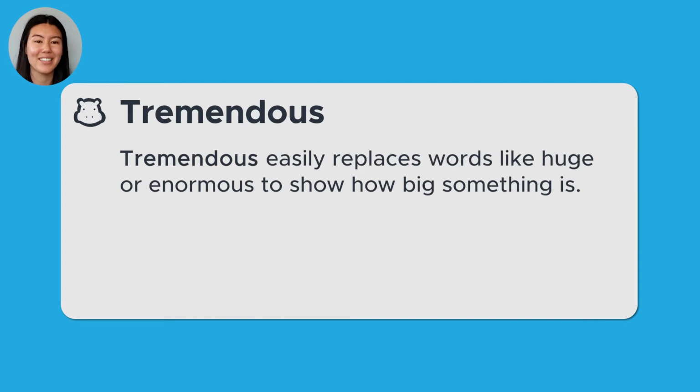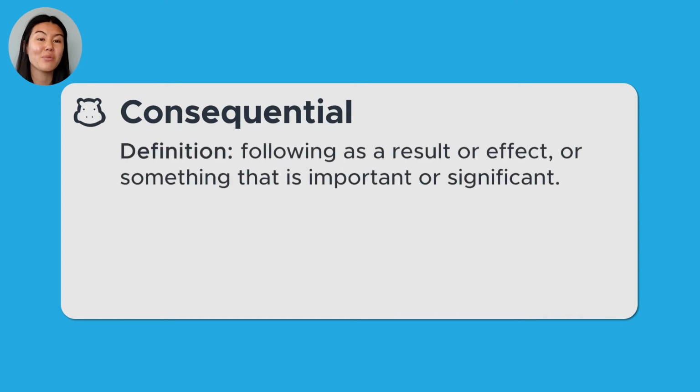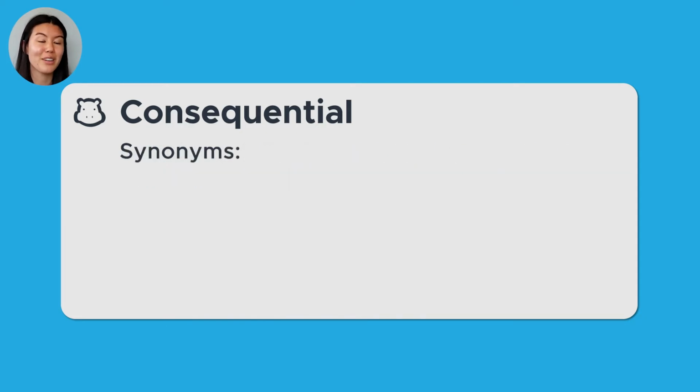Consequential. The word consequential means following as a result or effect, or something that is important or significant. Synonyms for consequential include resulting, important, and serious. Let's look at some examples to see how we can use consequential in a sentence.